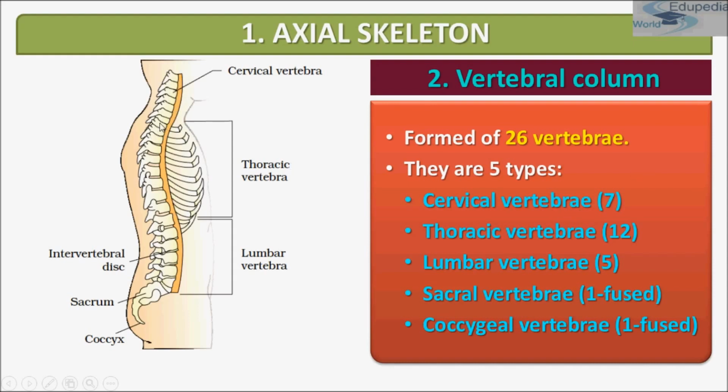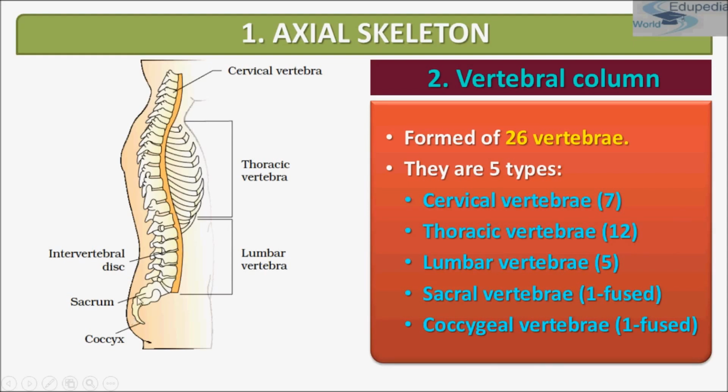And then from 8 starts your thoracic vertebrae. 1, 2, 3, 4, 5, 6, 7, 8, 9, 10, 11, 12. These are thoracic vertebrae, so they are 12 in number. And then comes lumbar vertebrae. Lumbar vertebrae, they are 5 in number. 1, 2, 3, 4, and 5.